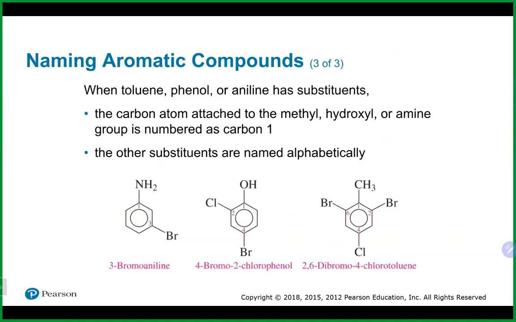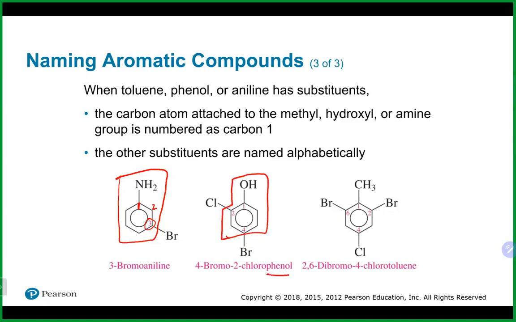So if we look at some of these names here and how we get there, this entire thing with the NH2 group is aniline, as we saw on the previous page. And because that's part of it, that would be carbon 1. Coming here is carbon 2 and carbon 3, and that would be 3-bromoaniline.